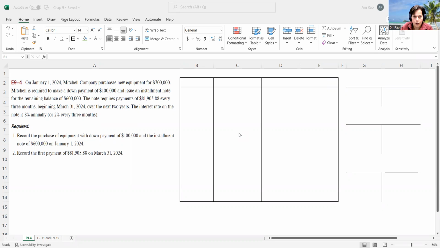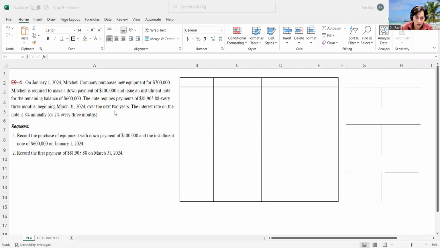In this one, we're going to talk about installment notes payable. In this exercise, on January 1st, 2024, Mitchell Company purchases new equipment for $700,000. We are required to make a down payment of $100,000 and issue an installment note payable for the balance. This note requires payments of $81,905.88 every 3 months, beginning on March 31st, 2024.